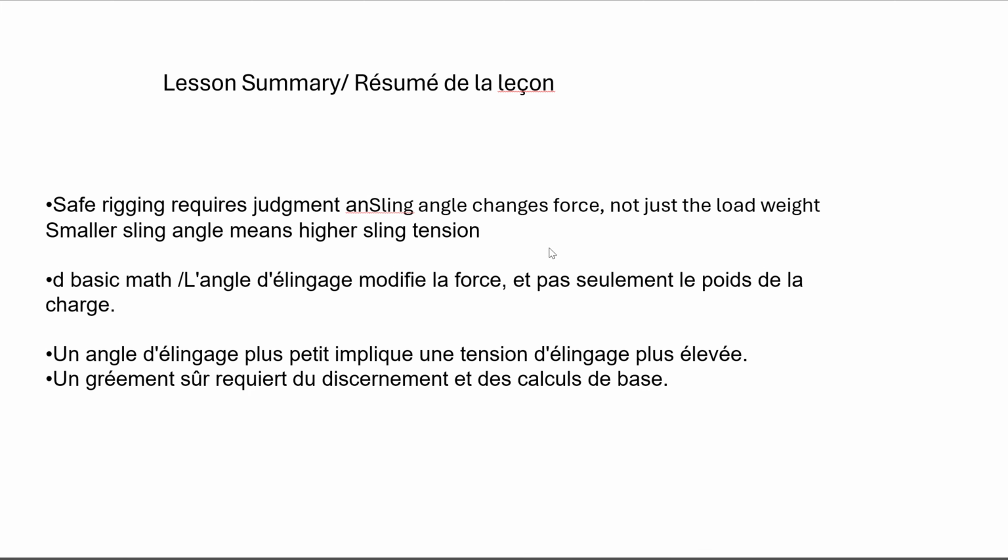Today, we learned an essential rigging principle. Smaller sling angles mean higher tension. Safe rigging requires judgment, as sling angles change the force, not just the load weight. Smaller sling angles mean higher sling tension.